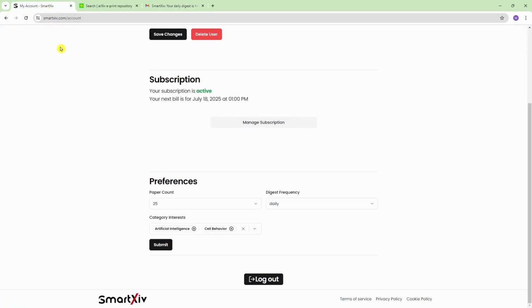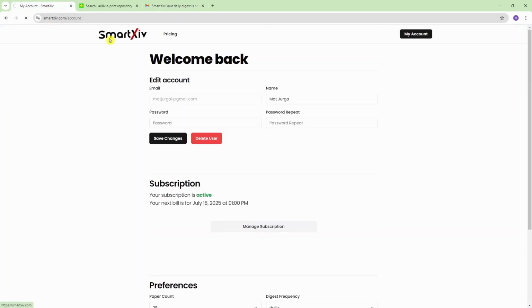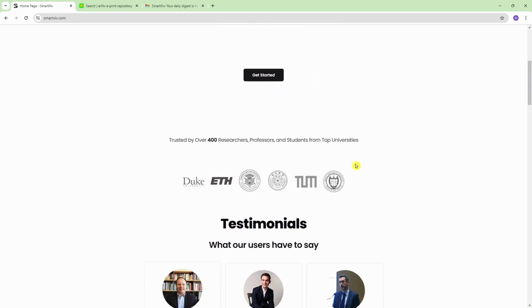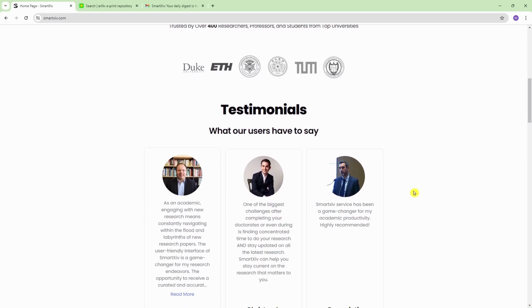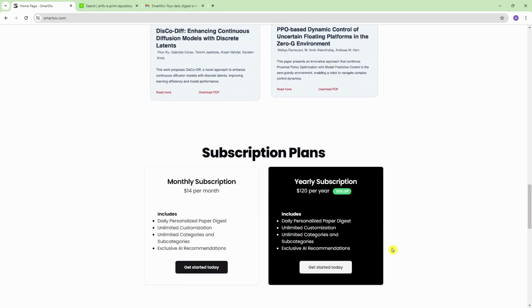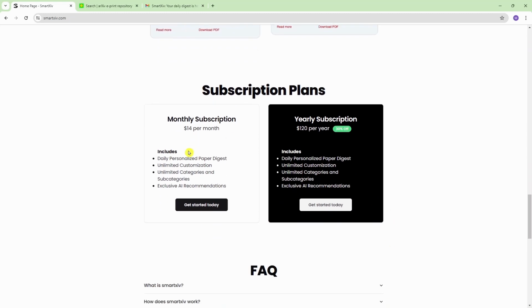And if you go back to the website, SmartXiv is recommended by some big universities here. There are some academics that also recommend it. And then as you scroll down, there is pricing here at the bottom. And both monthly and annual subscriptions give you the same set of tools. So you will receive your daily digests. You'll be able to customize your digests as many times as you want, you know, pick the categories, subcategories, and all of that. And you will get your AI recommendations, right?